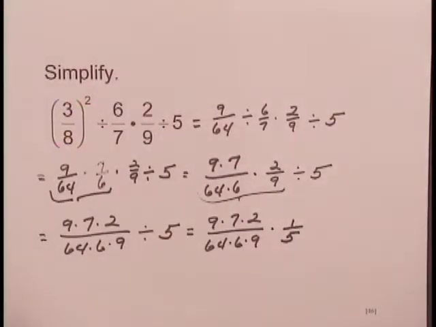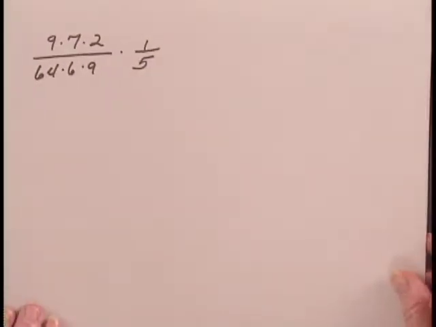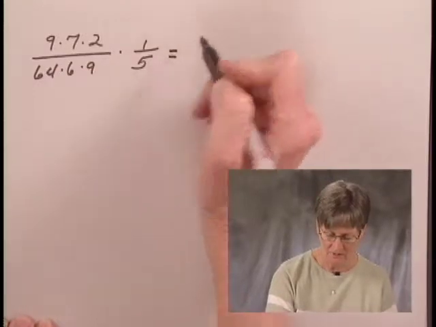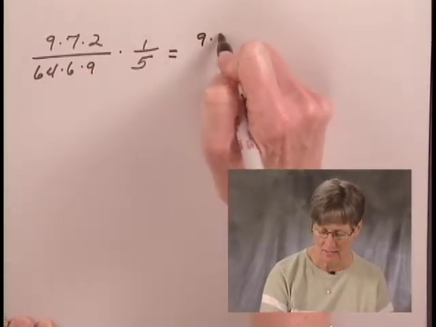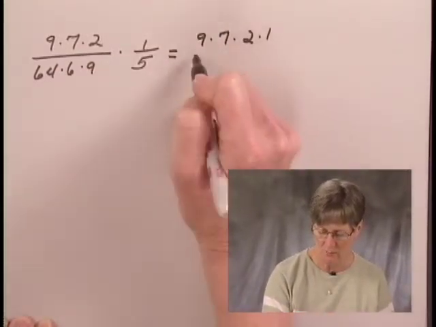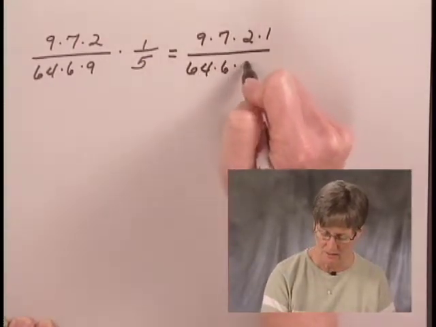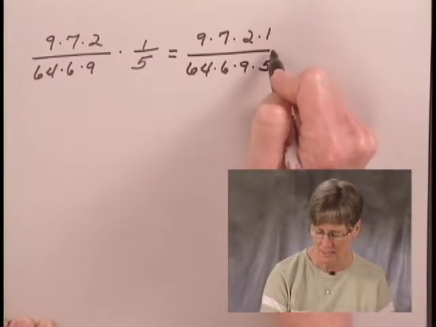And let's go to a new sheet of paper. This is the last step we had. I'm going to carry out this multiplication. 9 times 7 times 2 times 1 over 64 times 6 times 9 times 5.